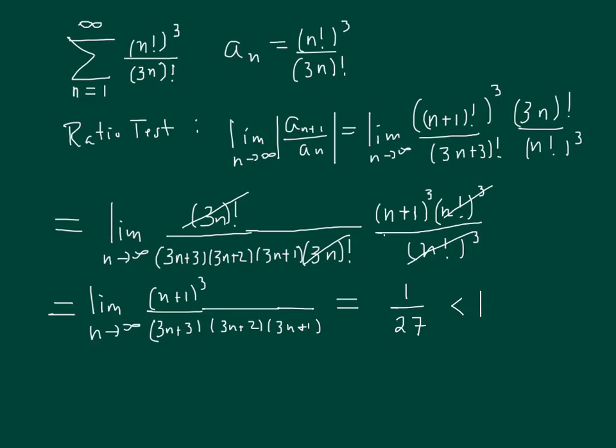So we know that our original series is absolutely convergent. Therefore, this series, which I'll just denote by a sub n since we've identified a sub n right here, n goes from 1 to infinity, is absolutely convergent by the ratio test.